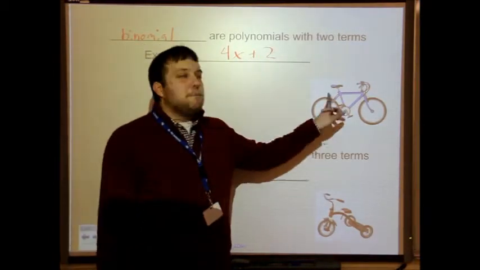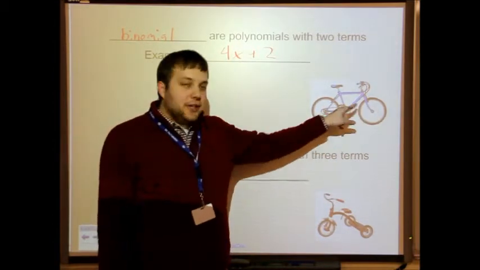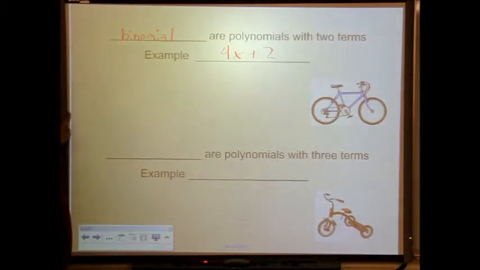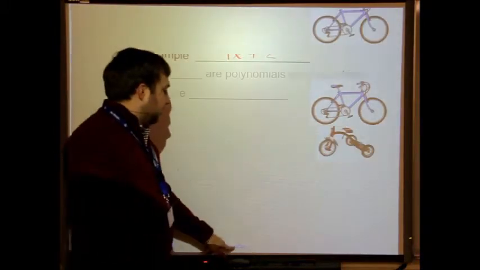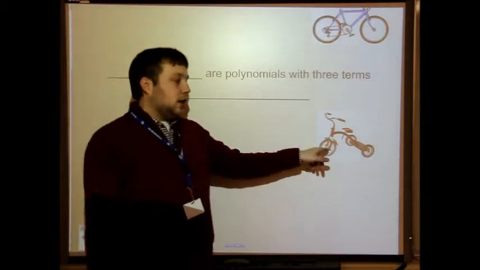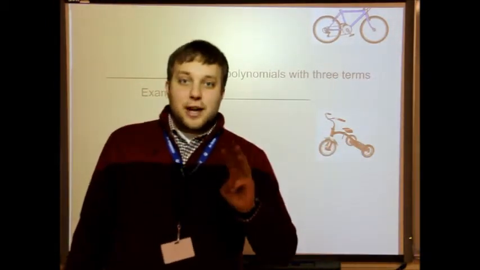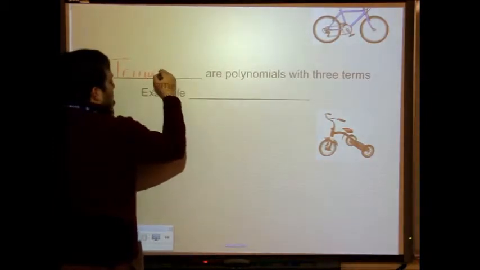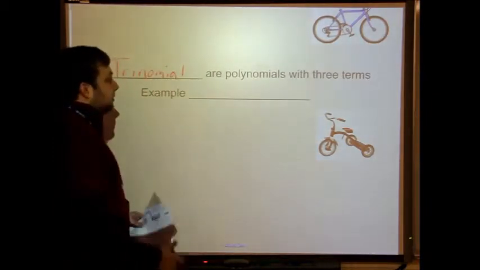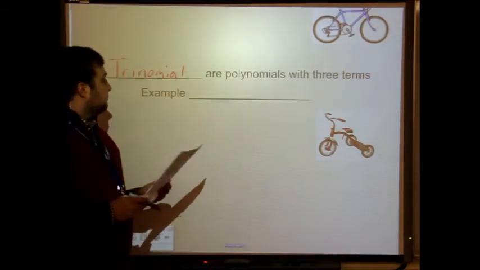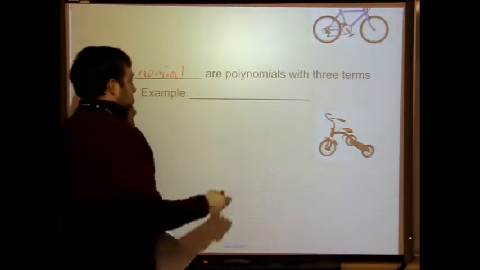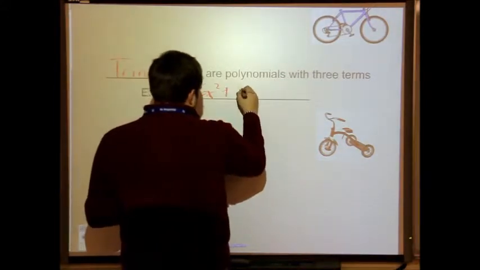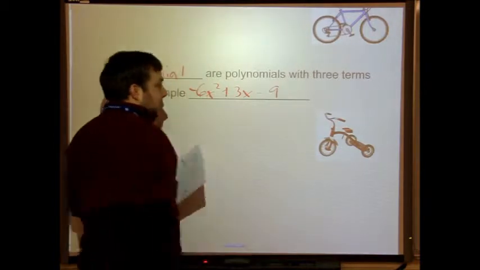That's why we have a bicycle. How many wheels does it have? 2. Alright? Moving on to the next one. Something that has 3 terms. Well, we call something with 3 wheels a tricycle. So let's call it a trinomial. So for an example, something with 3. Say negative 6x squared plus 3x minus 9.